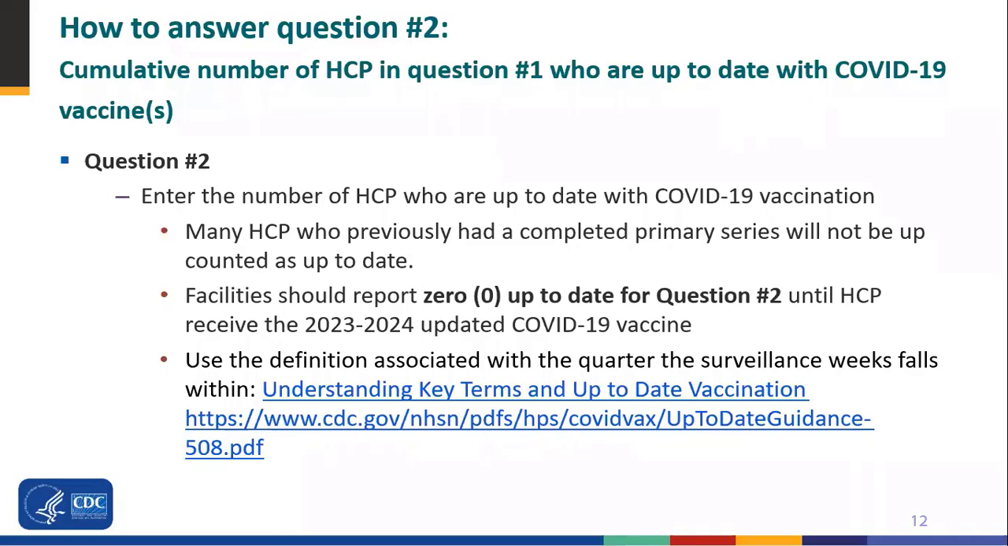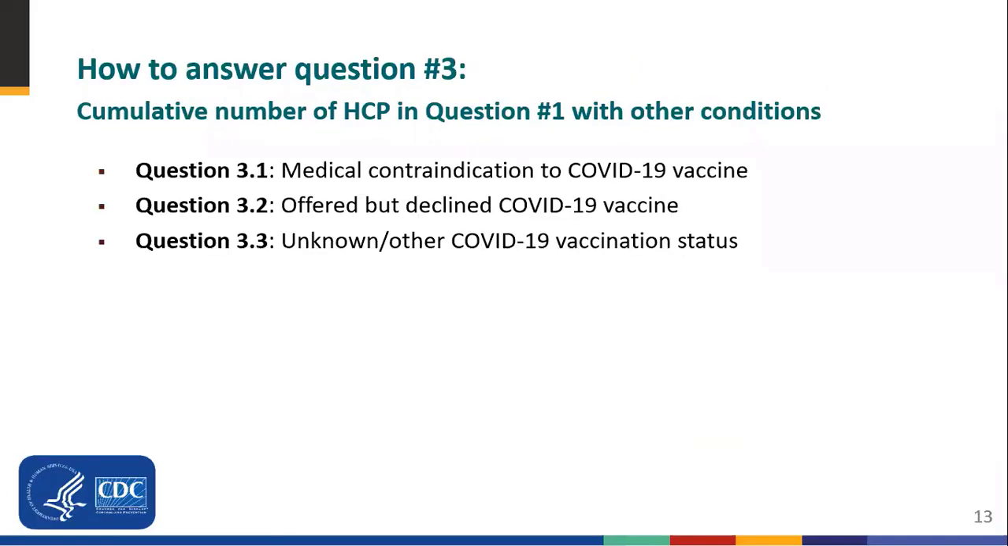Facilities are encouraged to use a document titled Understanding Key Terms in Up-to-Date Vaccination to review the definition of up-to-date vaccination by each reporting quarter. Question number 3 pertains to the cumulative number of healthcare personnel in question number 1 with other conditions. In other words, these healthcare personnel are not up to date.